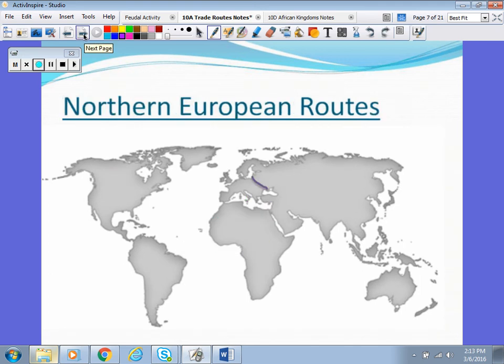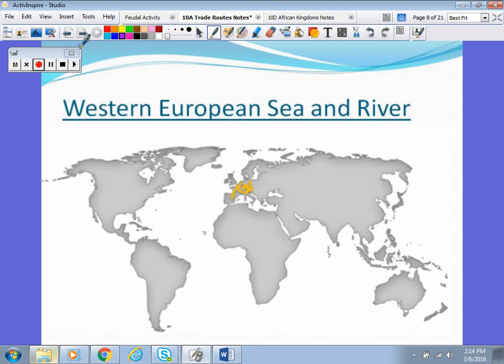Now, our Northern European routes, we've already talked about once this year, and that is going to connect the Black Sea with the Baltic Sea. And the primary thing that's going to be spread along here, if you remember, the Black Sea is where we have the city of Byzantium or Constantinople. And the primary good or idea that spreads along this Northern European trade route connecting these two bodies of water is going to be Eastern Orthodox Christianity and our Byzantine influences.